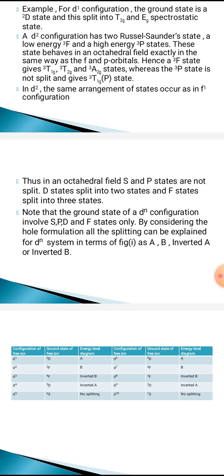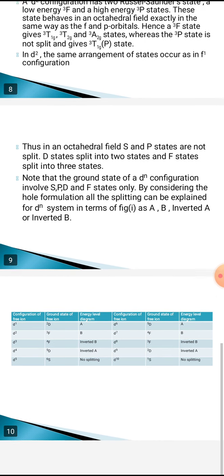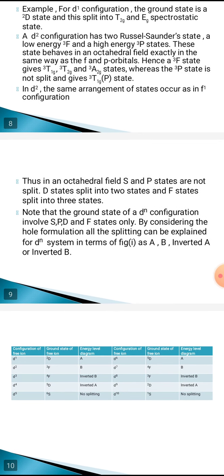When you consider the octahedral cases, here the S and P states do not split, the D state splits into two states and the F state splits into three states. And for any dn configuration, the ground state involves S, P, D and F states only. So by considering the whole formulation, all the splitting for the dn system can be explained by these two diagrams. Here all the systems will have either A or B type of diagram.